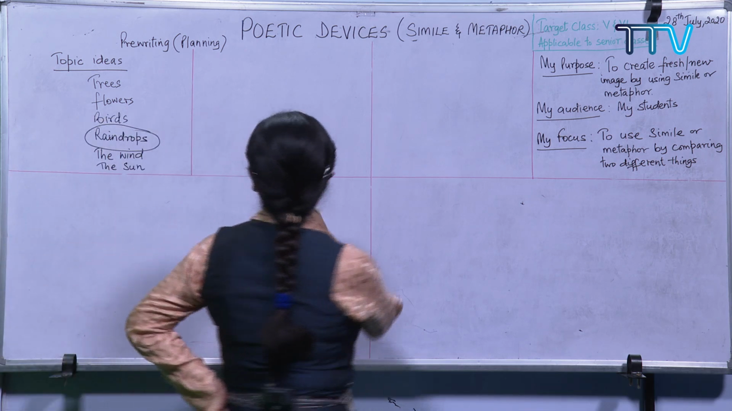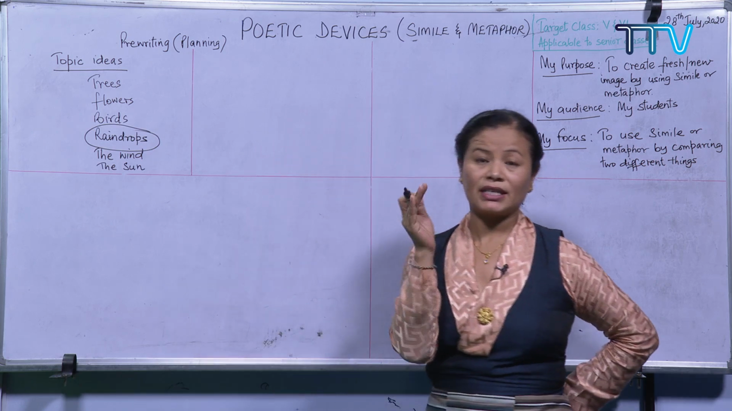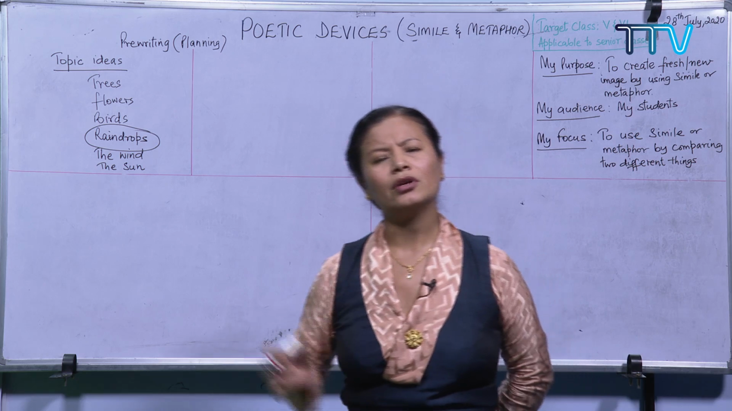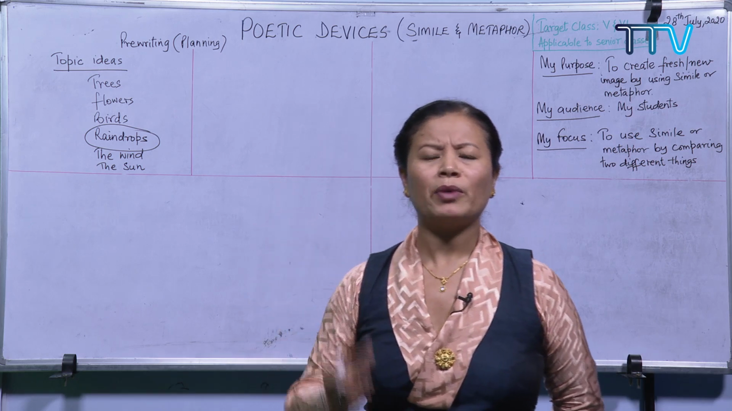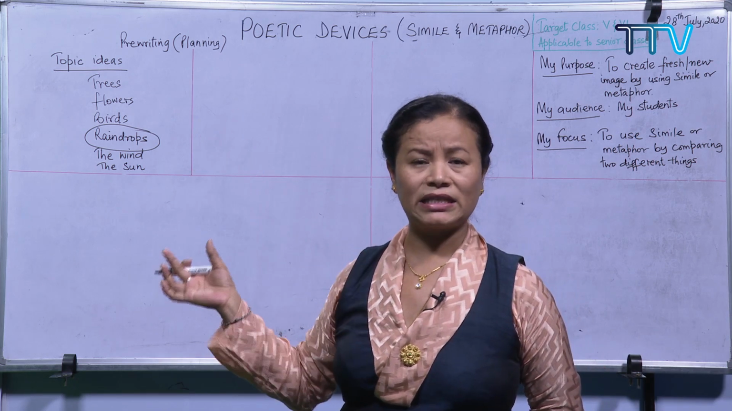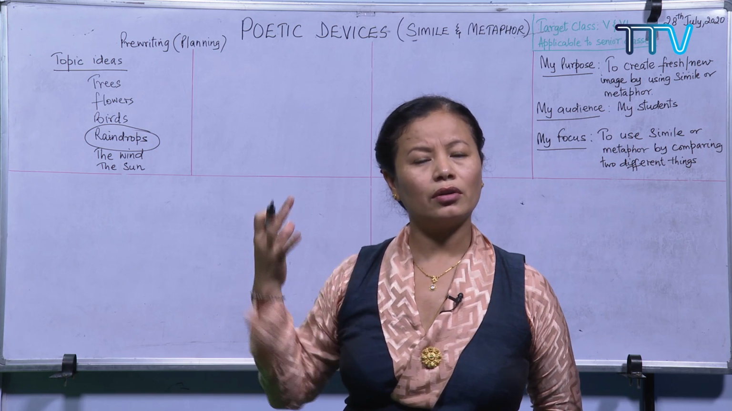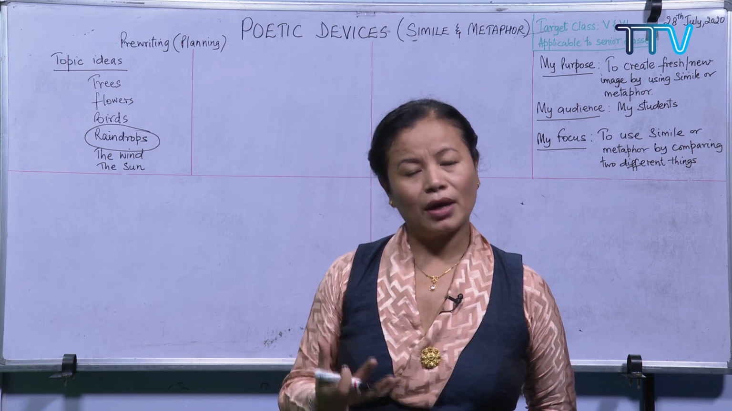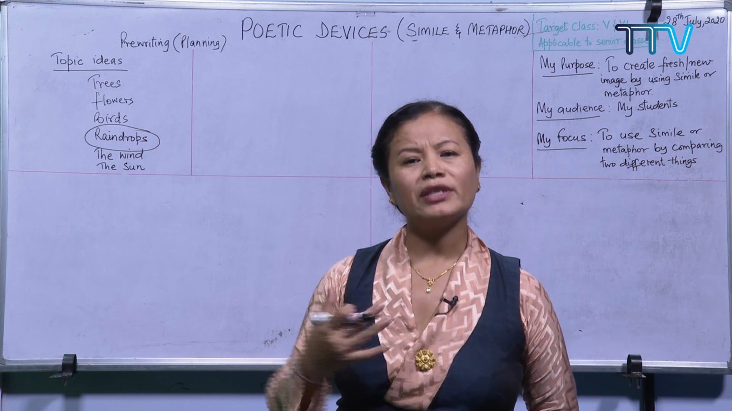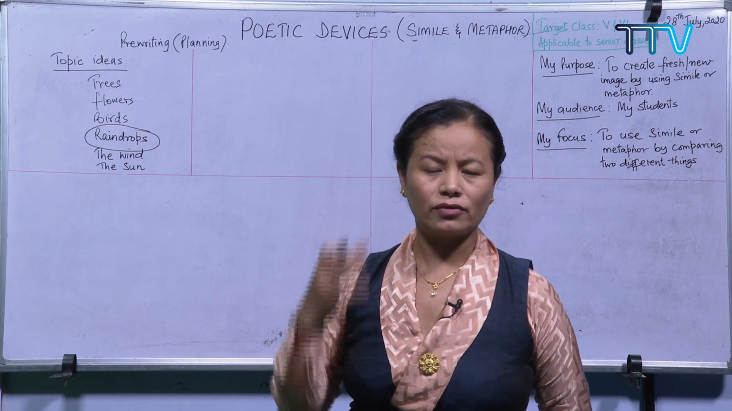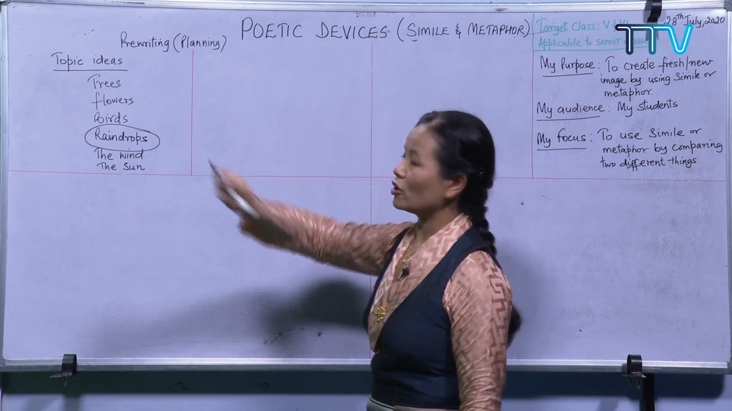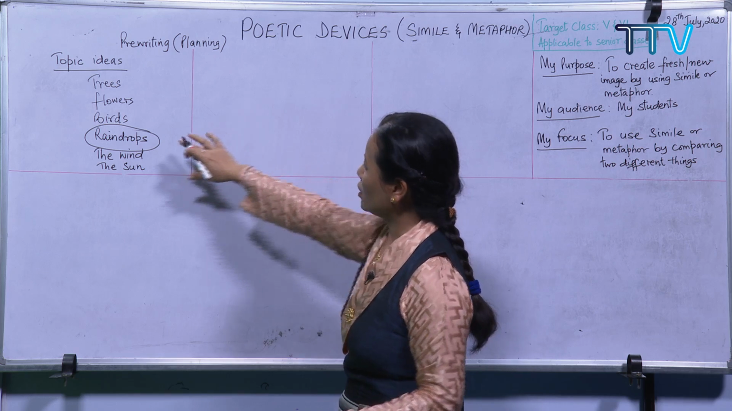Okay, what next? See, I'm still in the pre-writing stage. I told you earlier also, you have to spend more time on the planning stage so that your end product, whatever you have written, comes up better. So you have to spend some time on the pre-writing stage. You have to decide, you have to plan. So I have decided my topic. My topic would be raindrops.